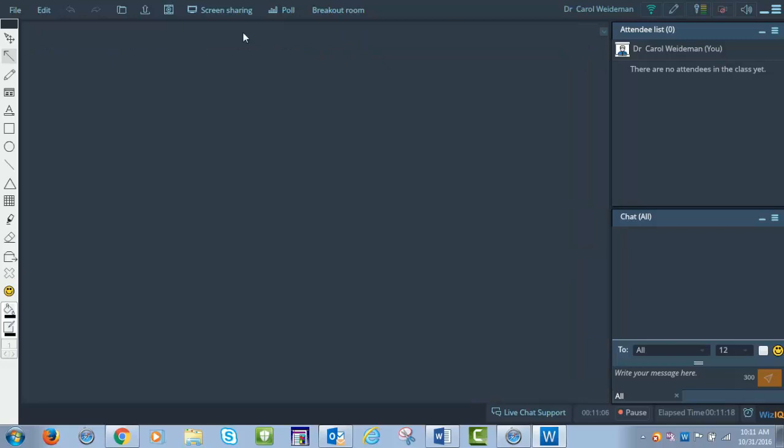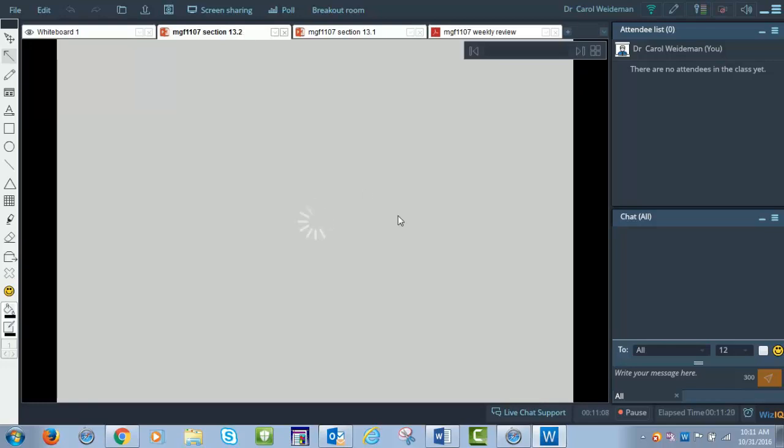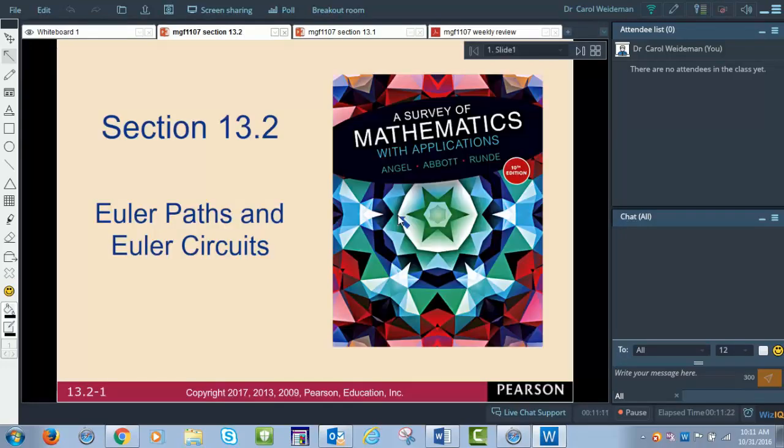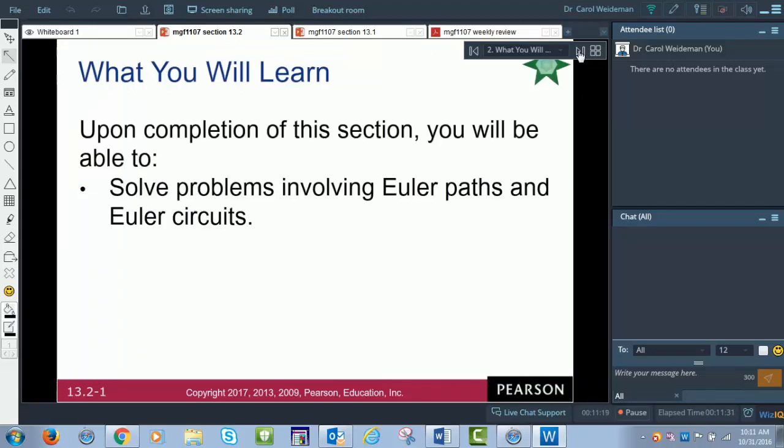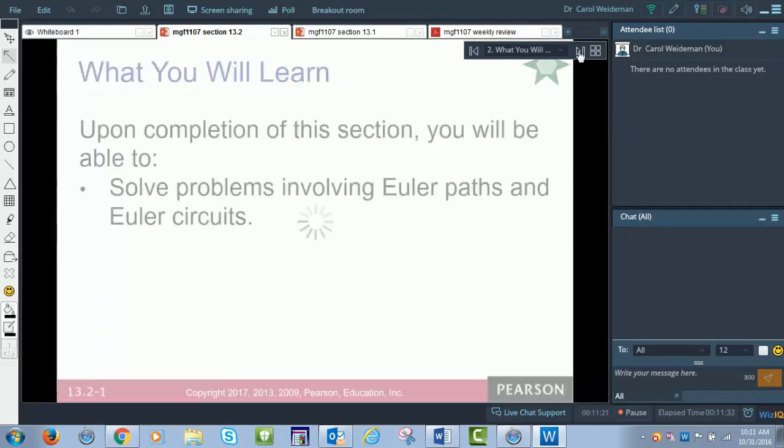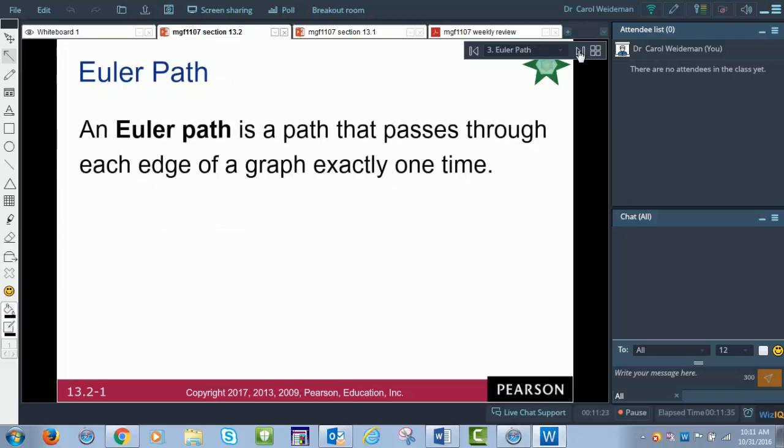Okay, moving on to 13.2. As I mentioned, there's going to be a lot of new definitions in this unit because most students have not studied graph theory. So pay attention to the words. Now we're going to come back to paths and circuits, but they're going to be a special type called Euler. So we're going to learn how to solve problems with Euler paths and circuits. So what is a Euler path?